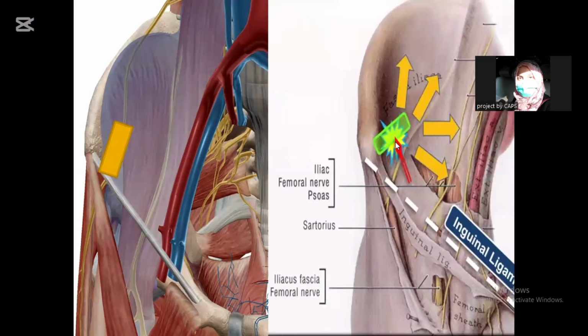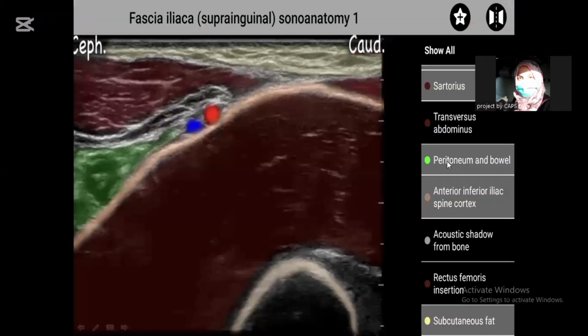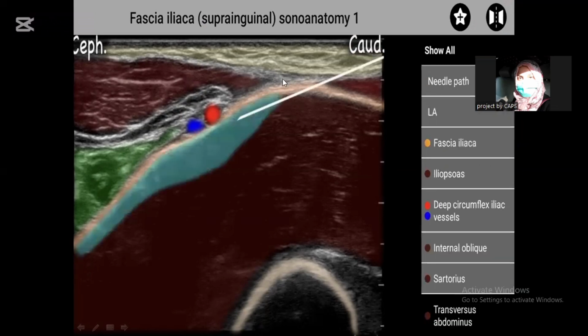So when you inject your drug here, it spreads underneath the fascia, and it numbs all three nerves, as I mentioned. So this is basically the sonoanatomy. You will get the iliopsoas over here. This is internal oblique. This is sartorius. These are the circumflex vessels, and you have to identify them, and you will inject your drug here, and the fascia will start separating.